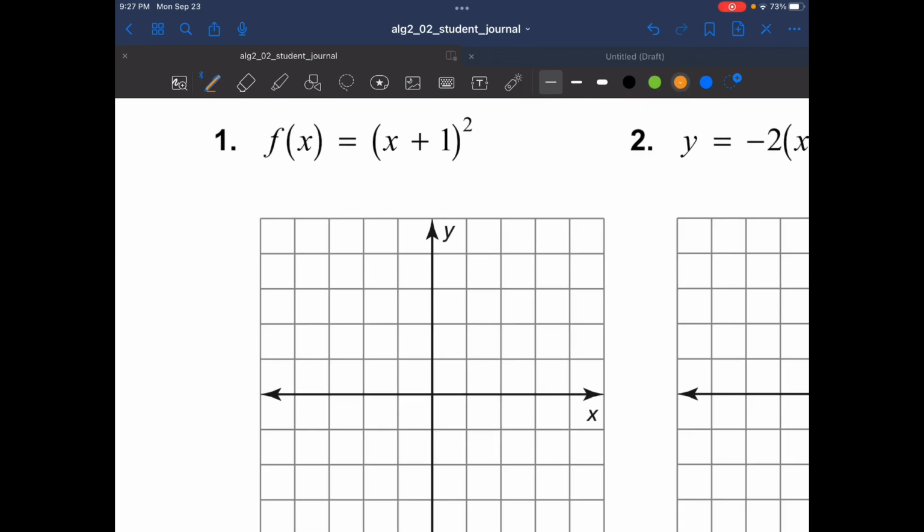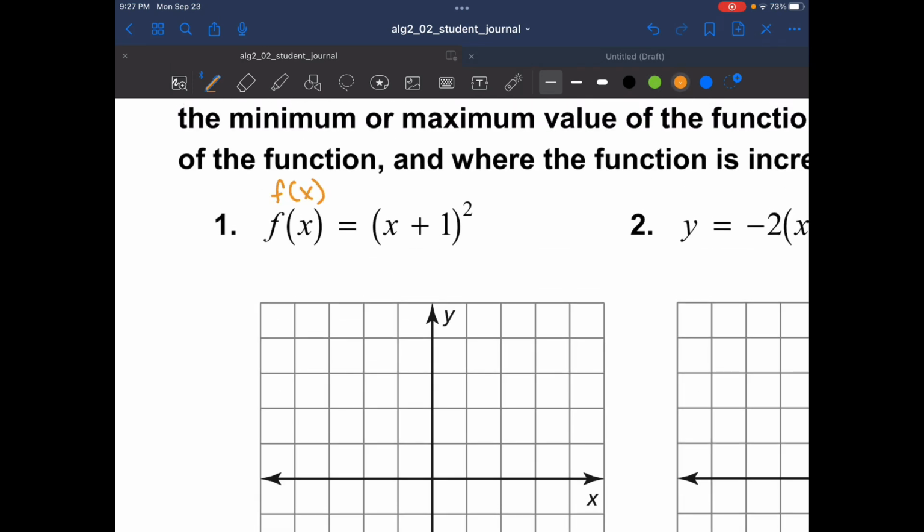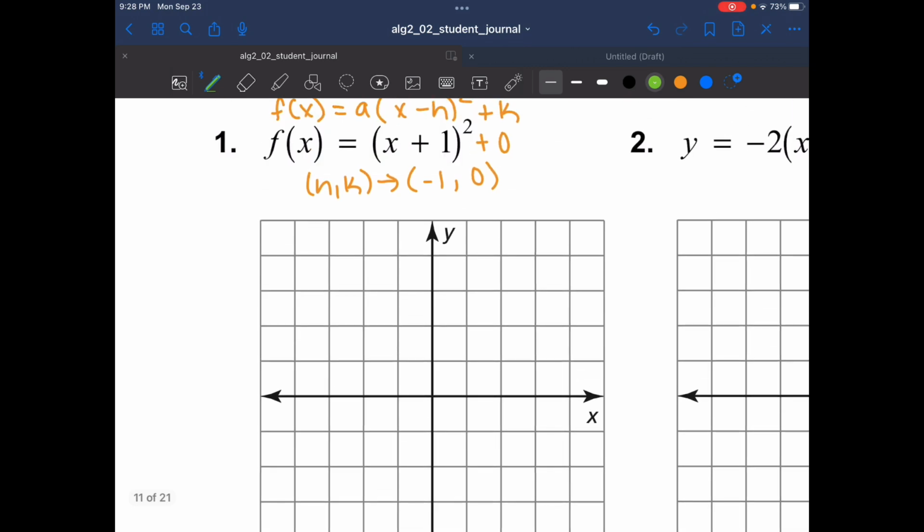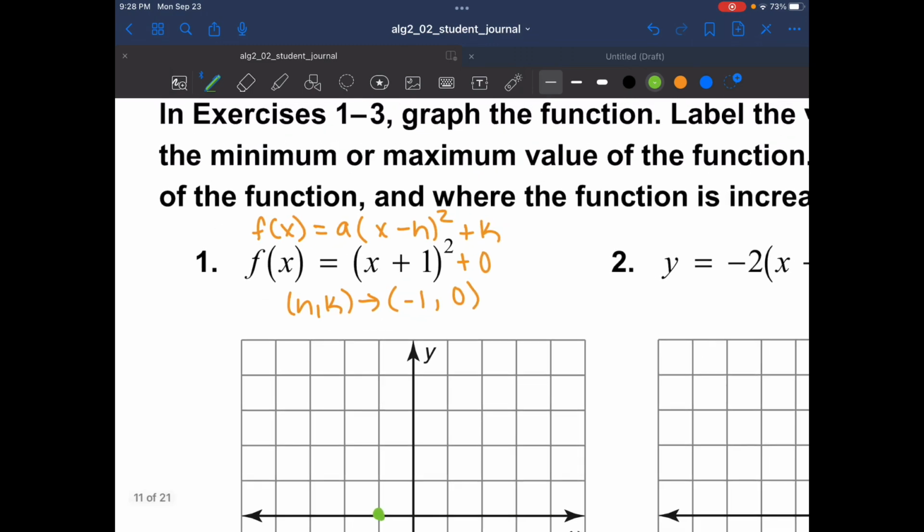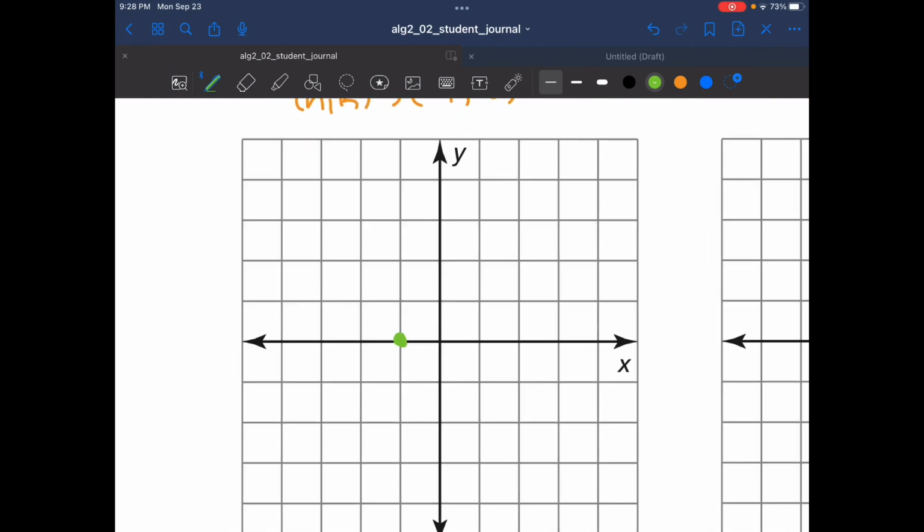Awesome. So this one is in our original form that we've learned, which is the vertex form. Y equals a times x minus h squared plus k. And you'll notice that our vertex, our h comma k, is going to be negative 1 comma 0, because this doesn't have anything attached to it. So we're going to put plus 0. Then we're going to plot that. So I'm going to go negative 1, 0, put a point here. And then we also need to label our axis of symmetry.